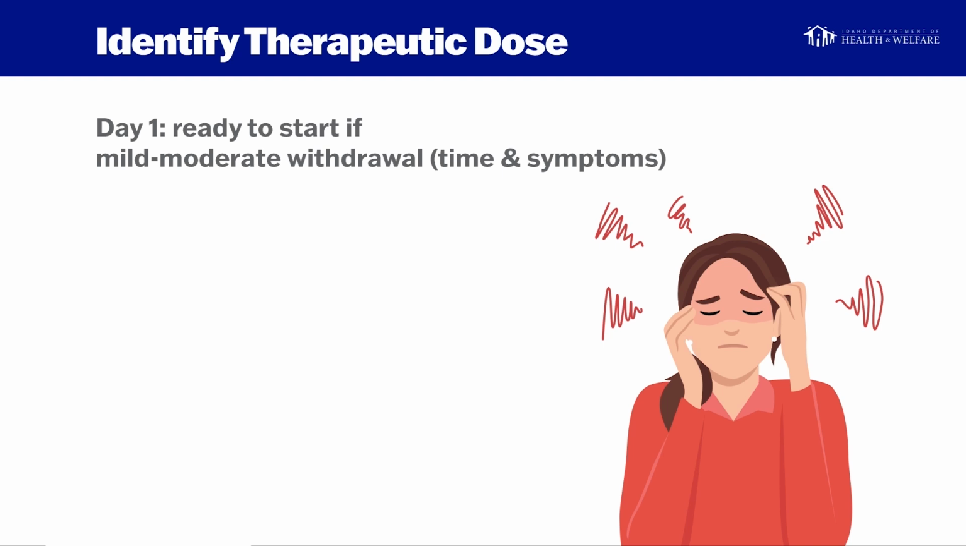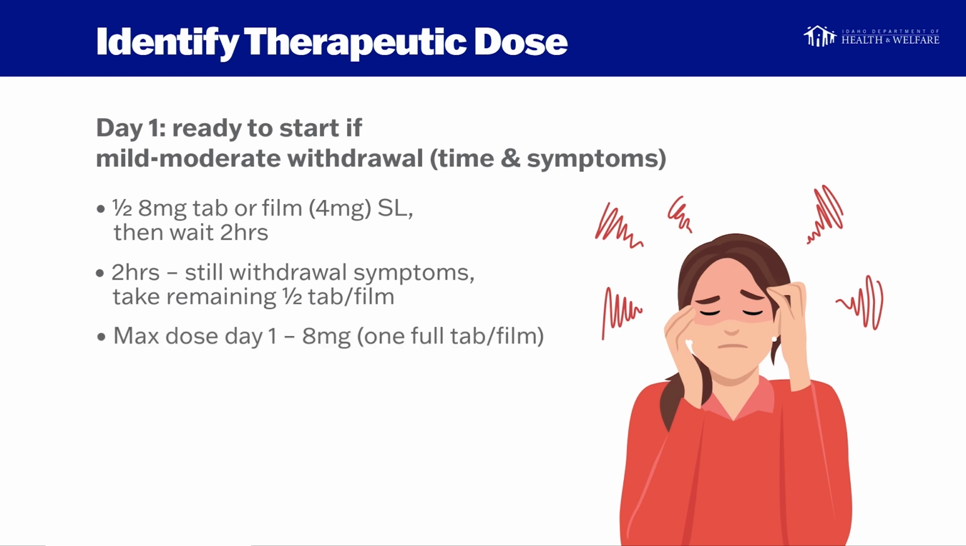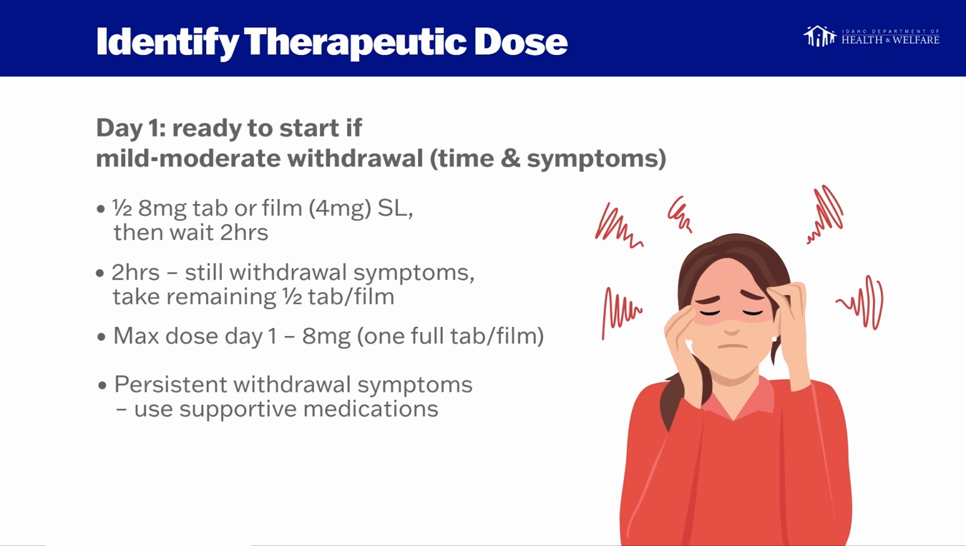They take the medication under their tongue. I typically start folks on 4 mg, so that's half an 8 milligram tab or film. They put that under their tongue, let it dissolve, and we wait a couple of hours. If they're still having withdrawal symptoms, we know that half a tab or 4 milligrams was not enough, and they can take that other half a tab or film. That's the maximum dose for day 1, 8 milligrams. They might still have withdrawal symptoms, but that's where they need to take those supportive medications.